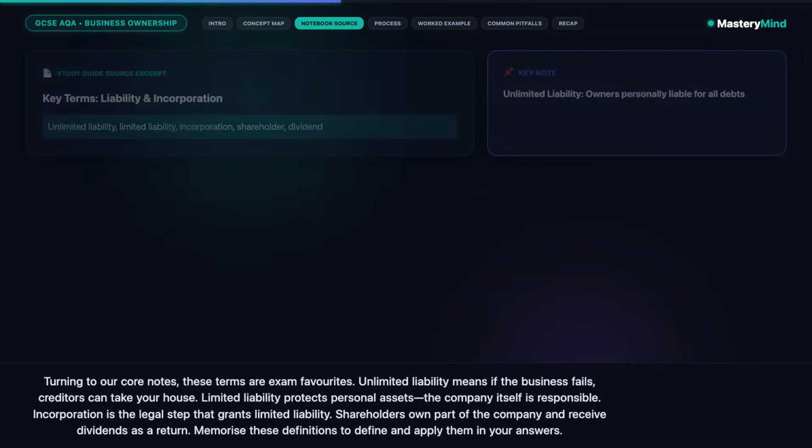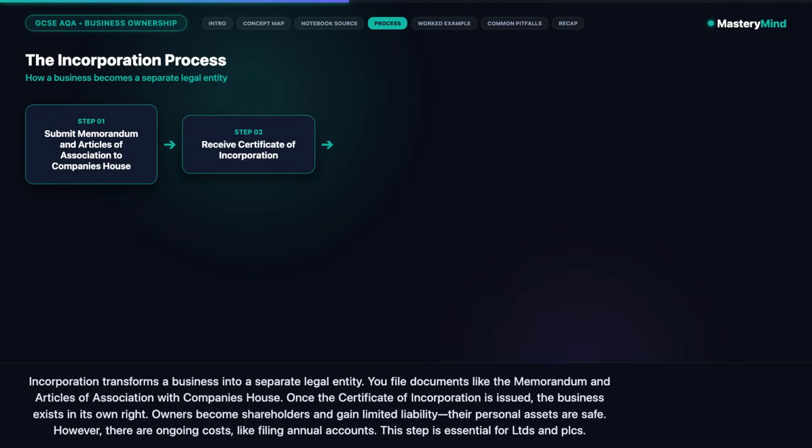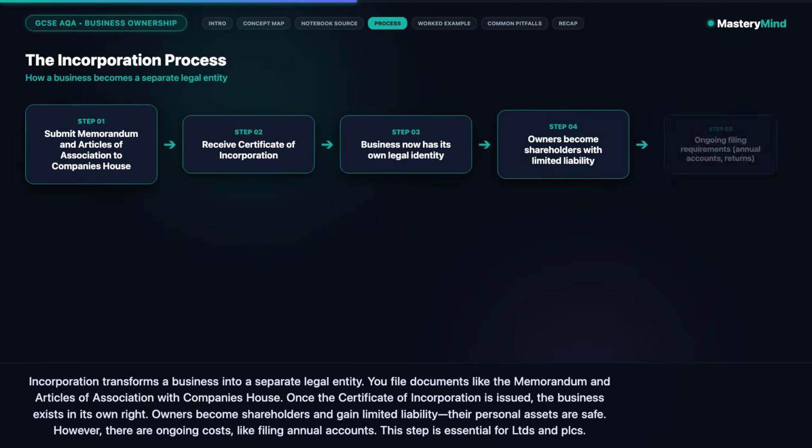Incorporation transforms a business into a separate legal entity. You file documents like the memorandum and articles of association with Companies House. Once the certificate of incorporation is issued, the business exists in its own right. Owners become shareholders and gain limited liability, their personal assets are safe. However, there are ongoing costs, like filing annual accounts. This step is essential for LTDs and PLCs.